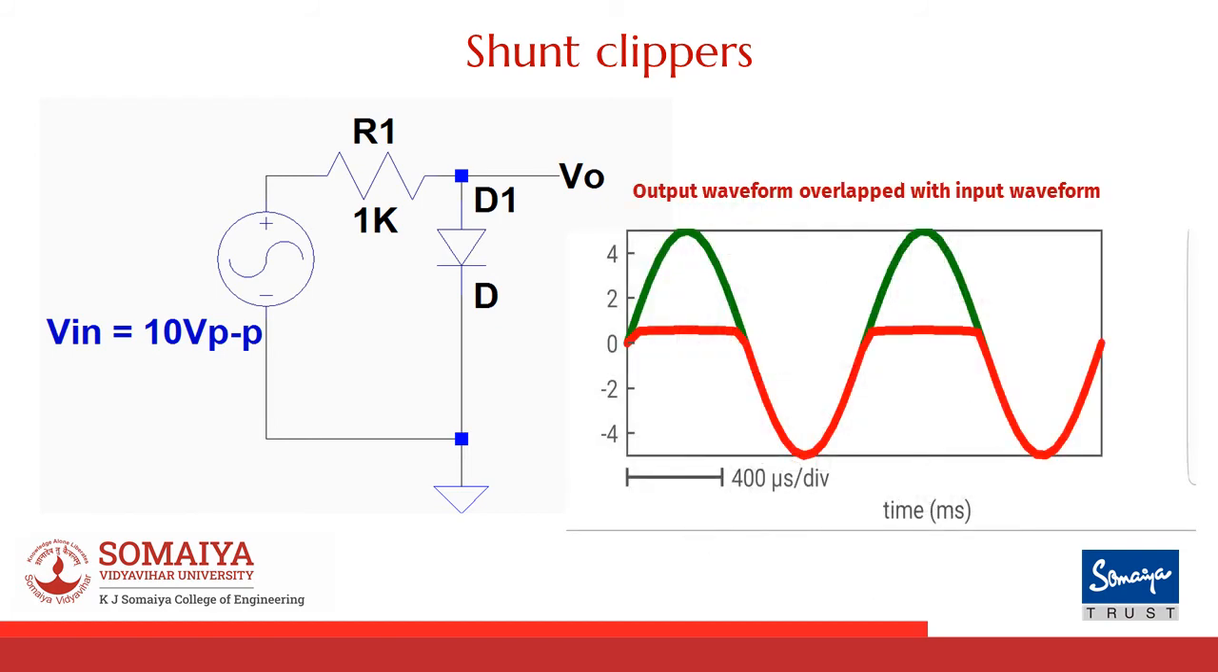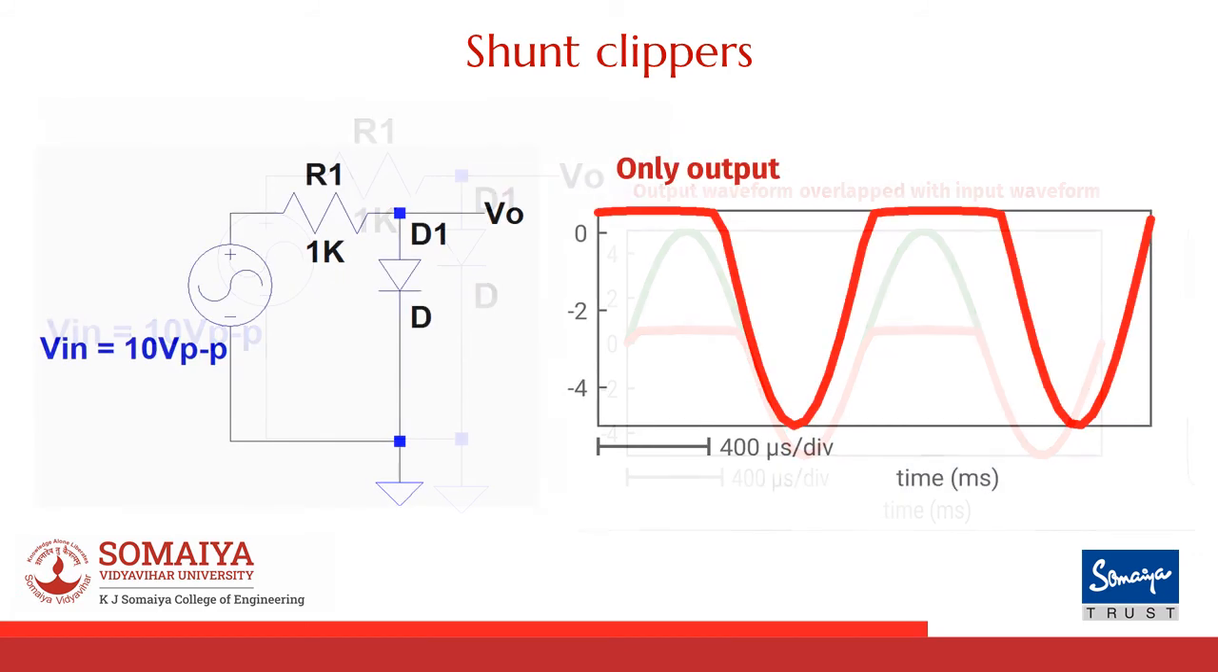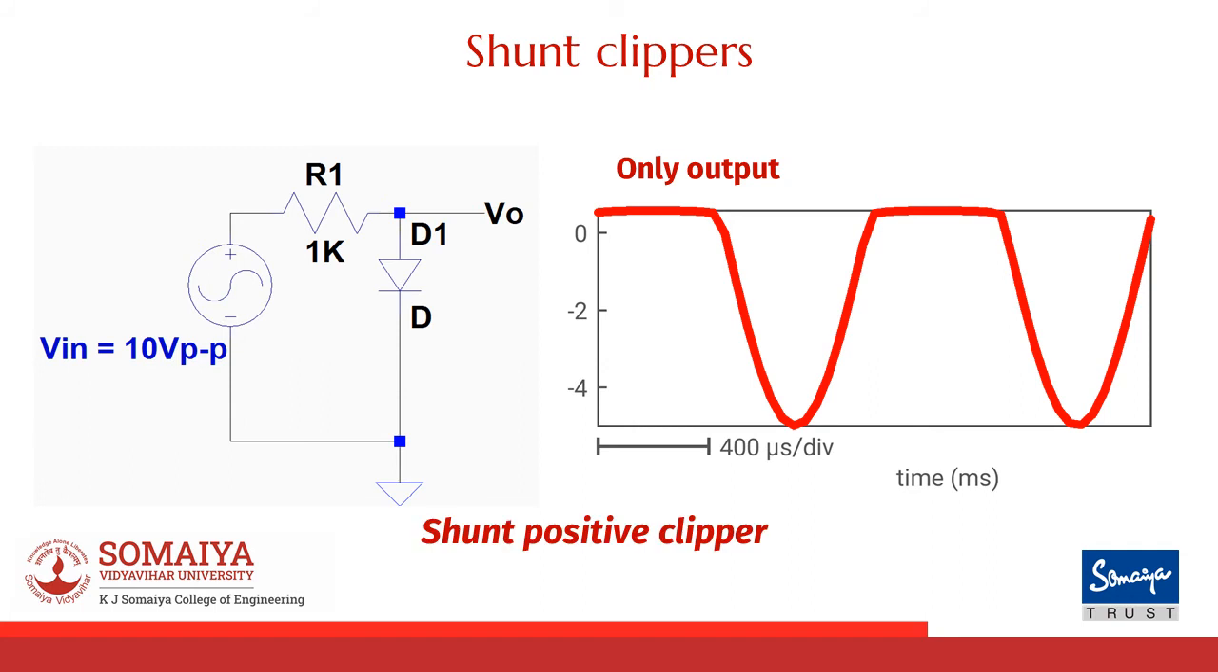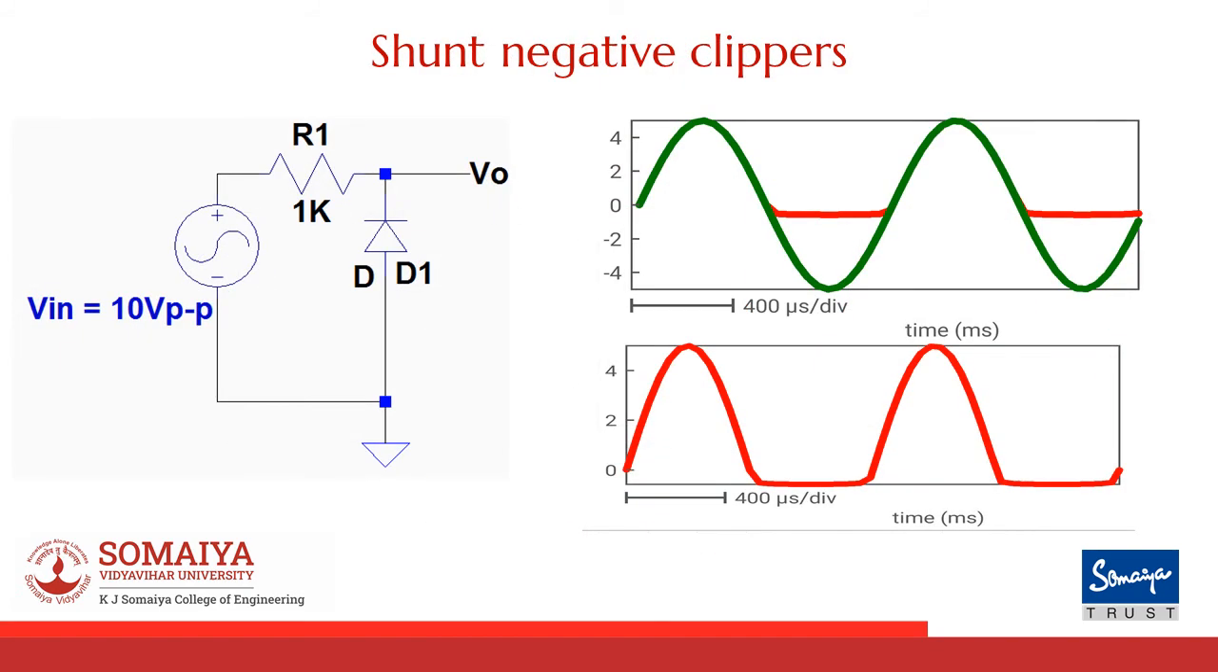As we can observe from the waveform, when the diode becomes forward biased for Vin greater than 0.7 volts, the output is equal to 0.7 volts. For all values of Vin less than 0.7 volts, when the diode is reverse biased, the output simply follows the input. Let's have a look at only the output waveform. Now you can see that the majority of the positive half cycle is clipped by this circuit. Hence, we can call this circuit a shunt positive clipper. Similarly, if we just reverse the direction of the diode, what we would be getting is a shunt negative clipper.